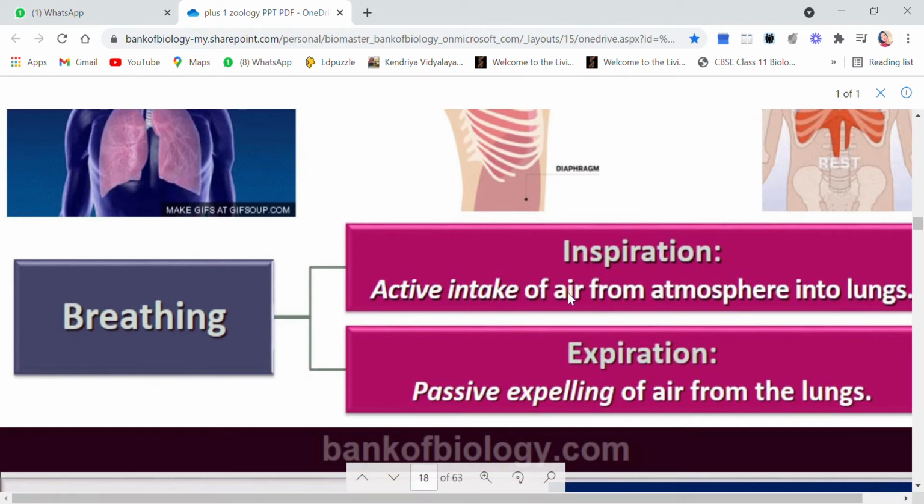Now, active intake of air from atmosphere into lungs, because we have to put some energy to breathe in the air from the atmosphere and move it on to the lungs. But during expiration, it is passive expelling, that is no energy is being used up for expelling of the air from the lungs. So that is why it is called passive. Now let's move on.